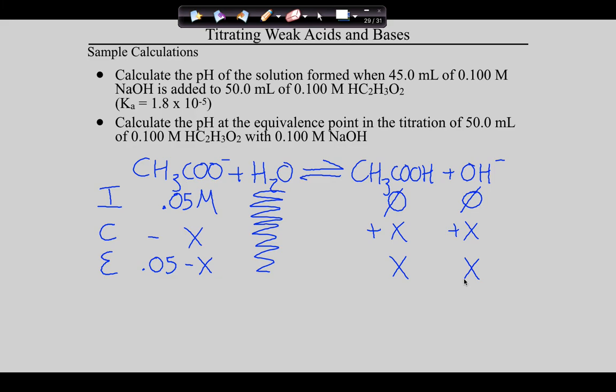So now we need to write our Kb. So Kb is equal to, would you guys have remembered Kb and not Ka? Promise? Okay. So CH3COOH, OH, and CH3COO. Products divided by reactants.